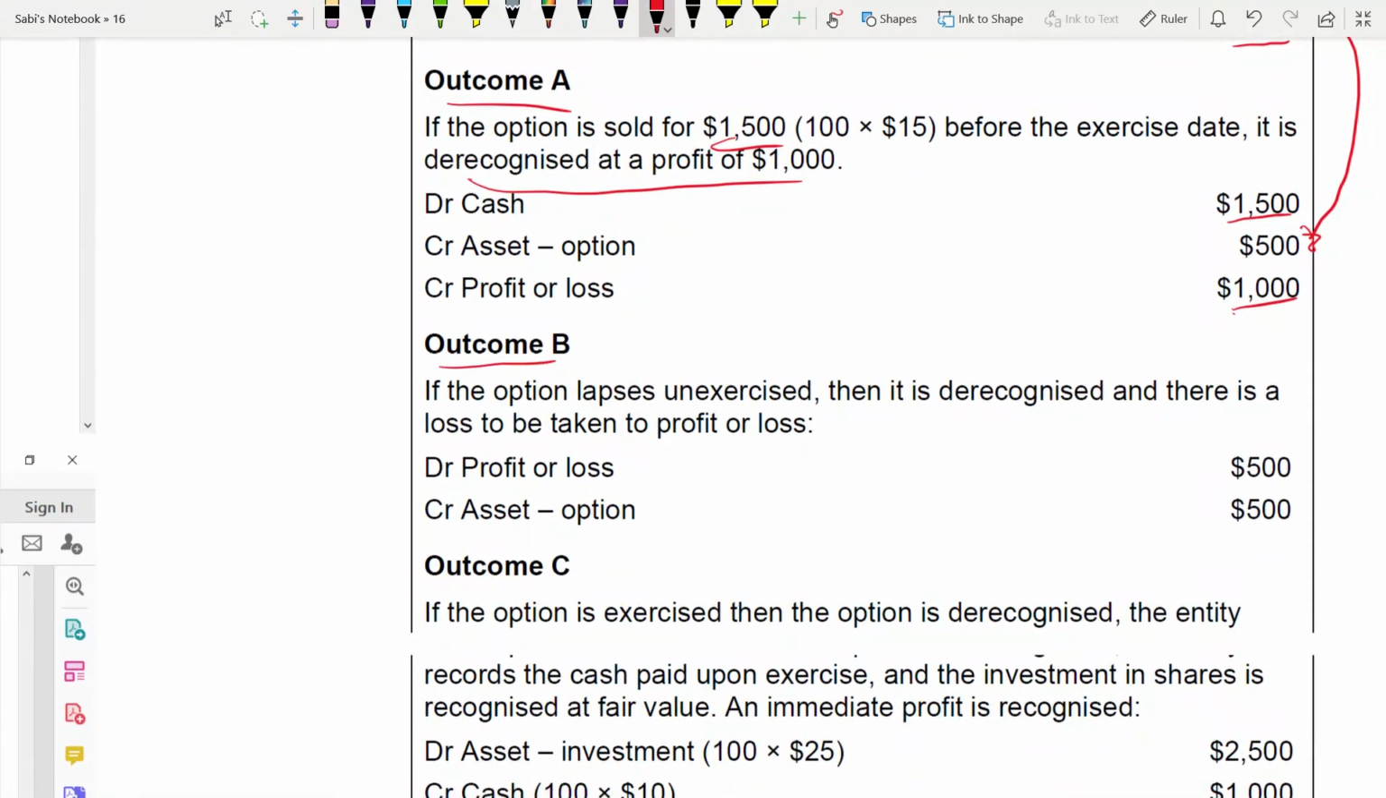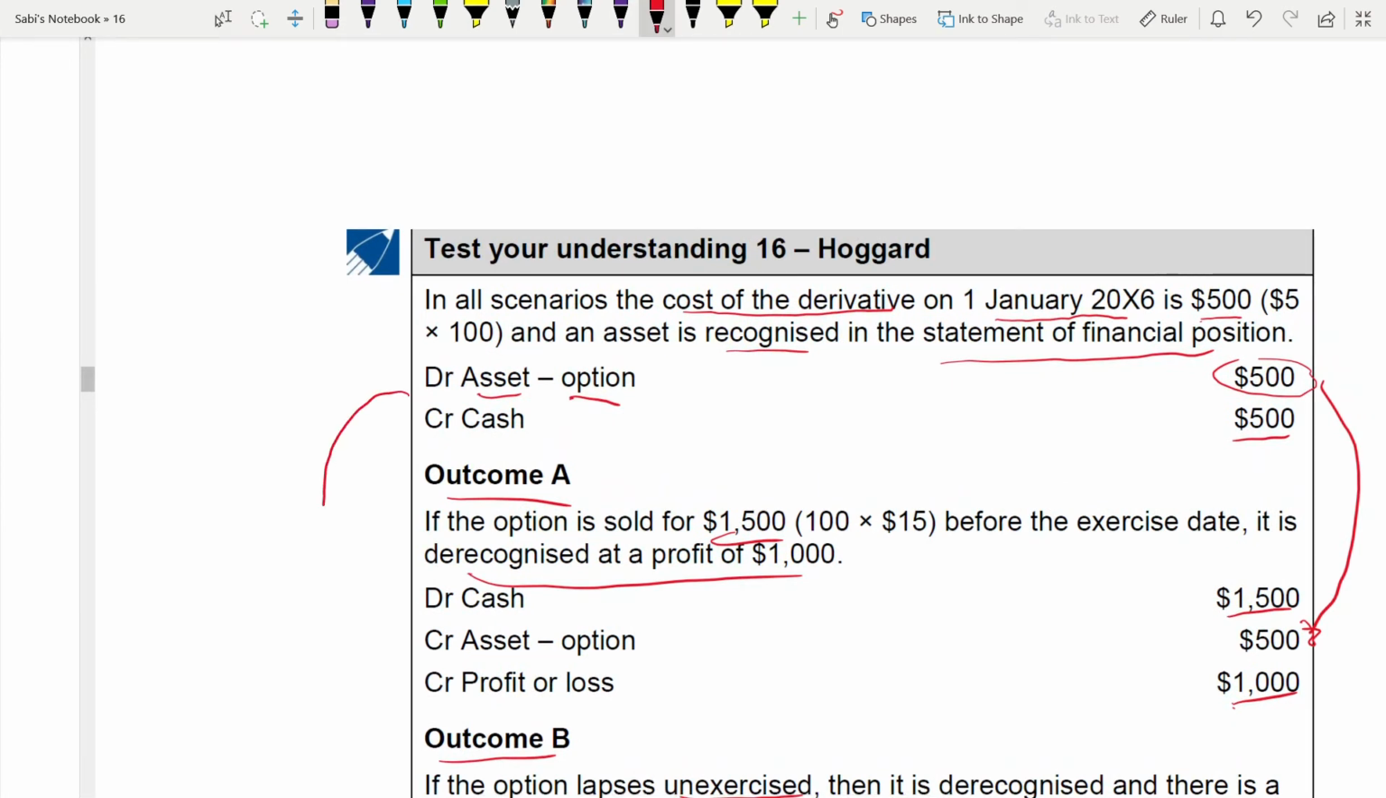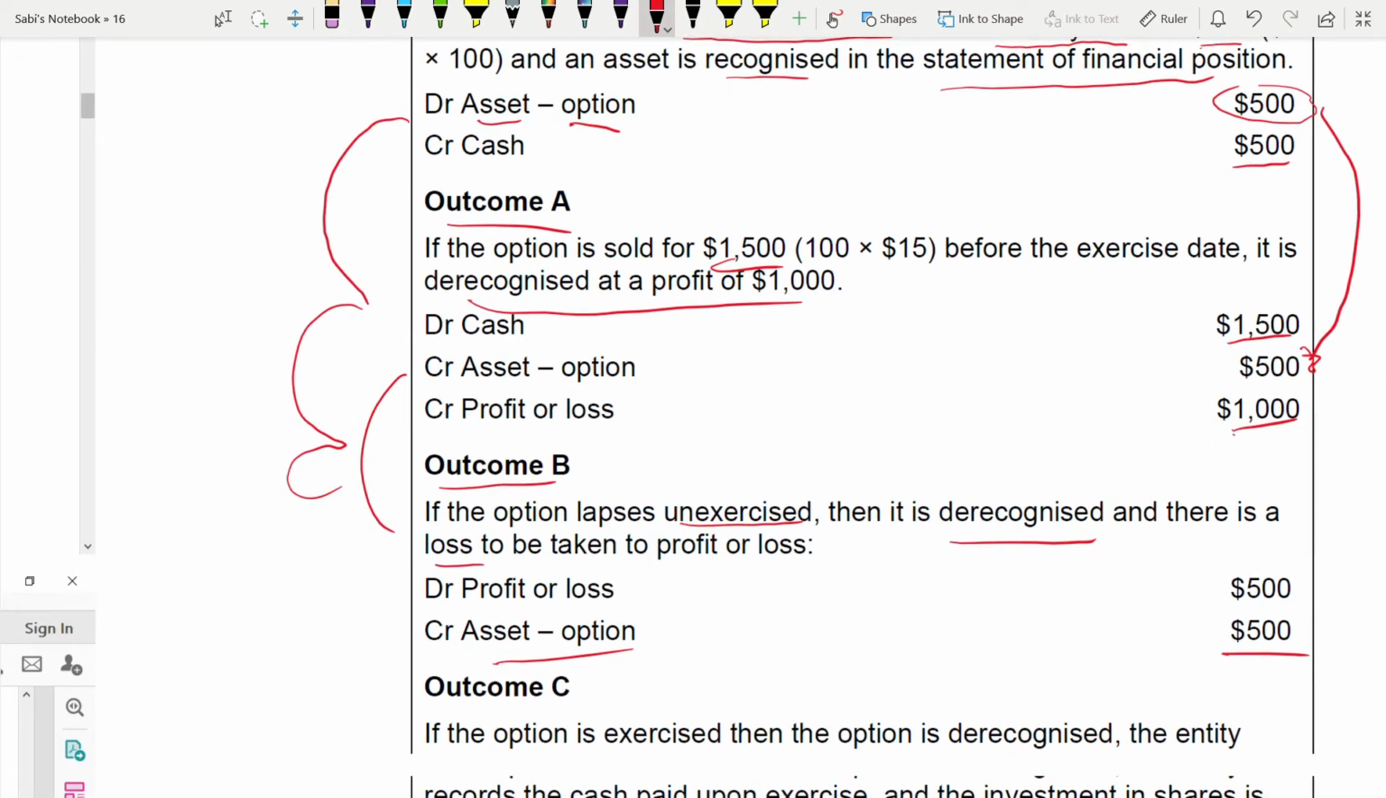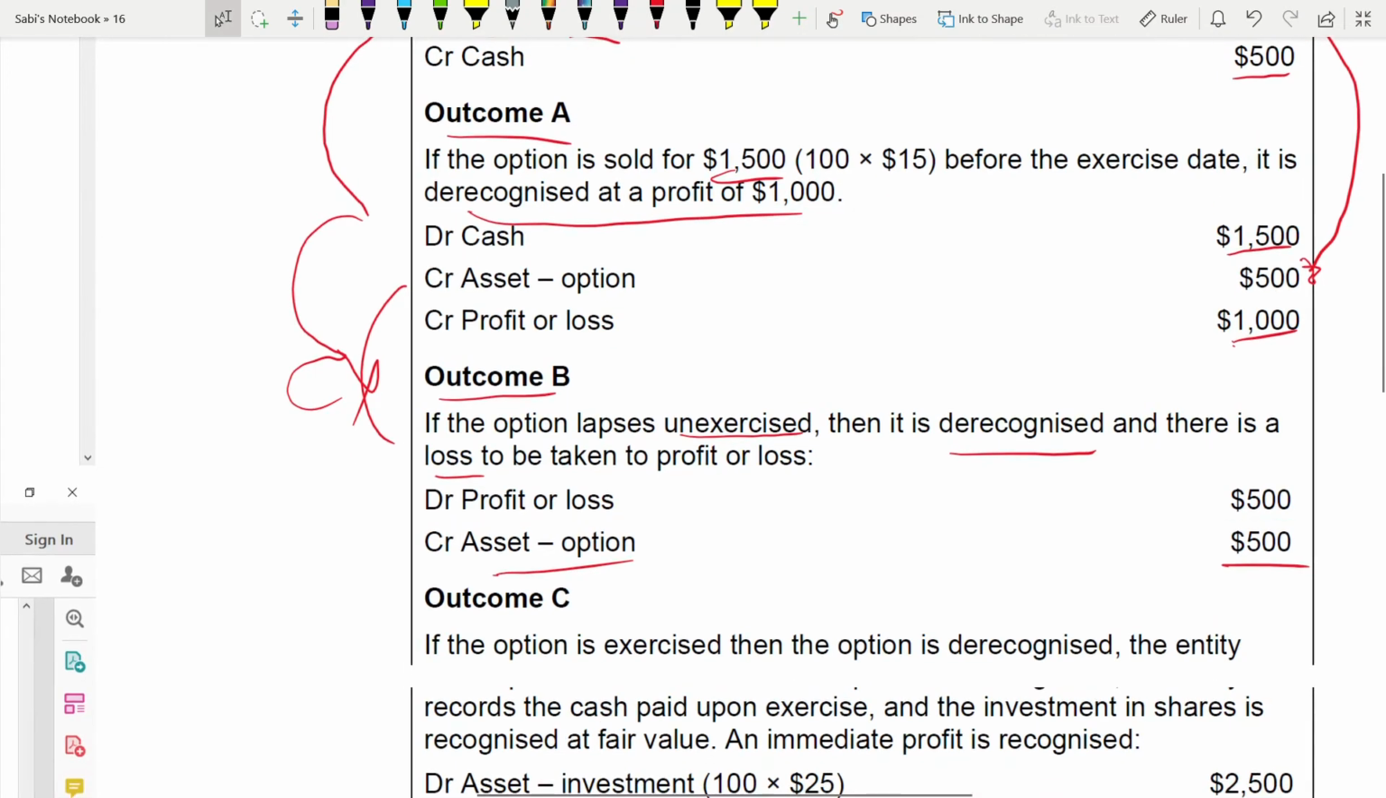Coming to outcome B. Outcome B, if the option lapses unexercised, you're not exercising the option, then what should you do? Then it is de-recognized and there is a loss. You're not exercising the option, so it cannot be an asset anymore for you. You need to credit that asset, the option, 500 from the beginning. From here only everything comes, A, then B, then C. You're not comparing from A to B. And you need to debit the loss of 500. Why? Because you have incurred an expense of 500. You bought an option at 500. At the end you're not even exercising the option, so it's a loss for you.